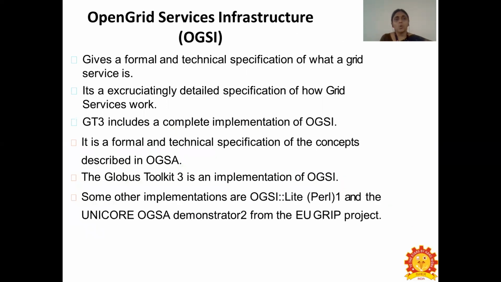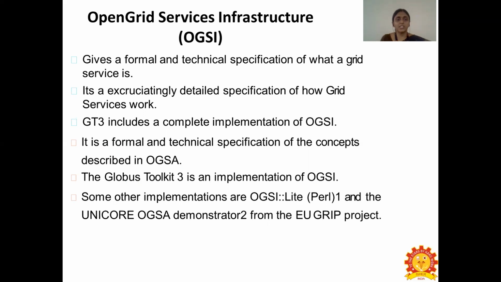And now we will see Open Grid Services Infrastructure. And here it gives a formal and technical specification of what a grid service is. So it's all about metadata about the grid service, which gives technical details about the grid service. So it gives a detailed specification of how grid services work. So it gives a detailed explanation about each and every execution of the task involved in the grid services.